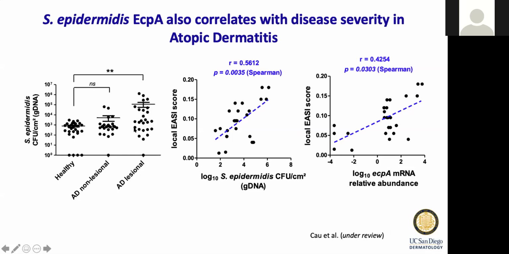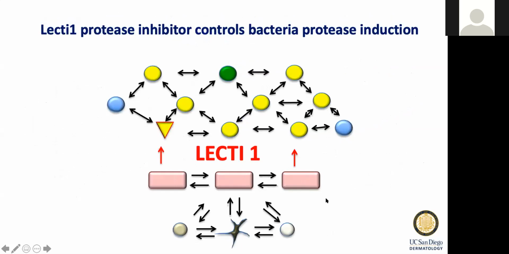And that seems to be what's happening, actually. This is a log scale of the amount of Staph epidermidis that recovered from a swab. And you see that AD lesional skin has 10, 100, 1,000 times more Staph epidermidis than healthy skin. This correlates very carefully with the EASI score from patients. And the amount of just that gene I was talking about, that protease, also has a very significant correlation to EASI.